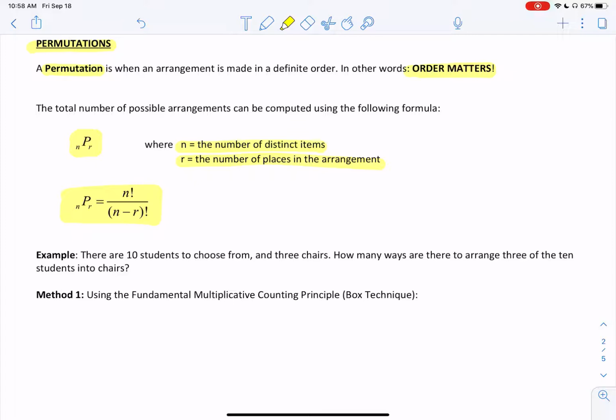So let's try to use this in an example. So for our example, there are 10 students to choose from, and there are 3 chairs.